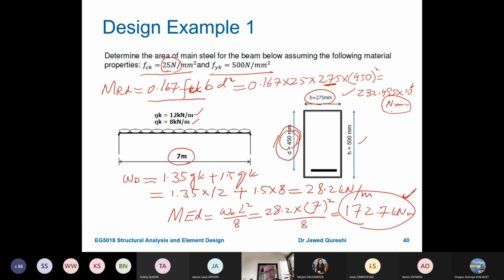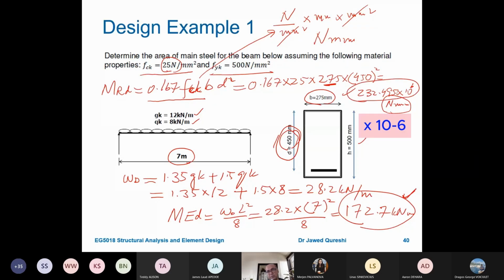Here the units were in Newton millimeter, because FCK is in Newton per millimeter square, B is in millimeter, and D square is in millimeter square. So this and this will get cancelled. The resulting unit is Newton millimeter. That needs to be converted. For that, you have to multiply the whole by 10 raised to minus 6, which will give you 232.495. I am saying 232.5 kilonewton meter. Now this is your MRD.